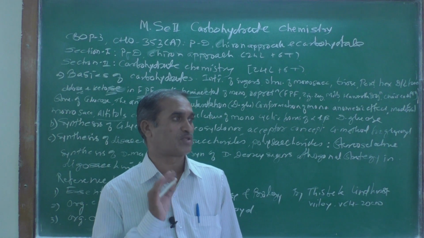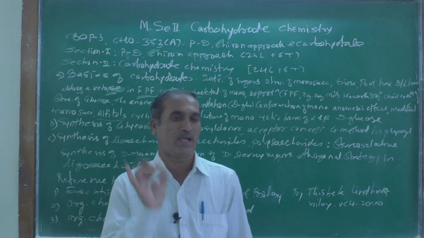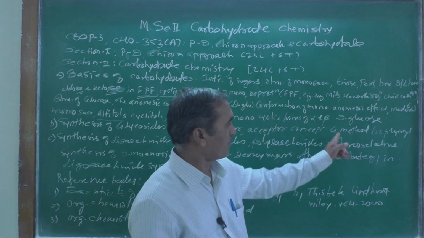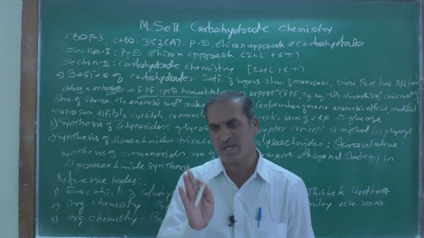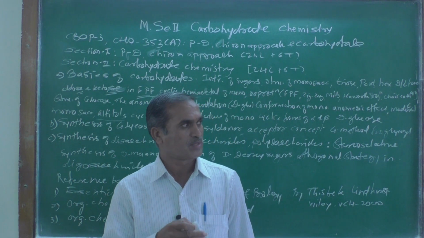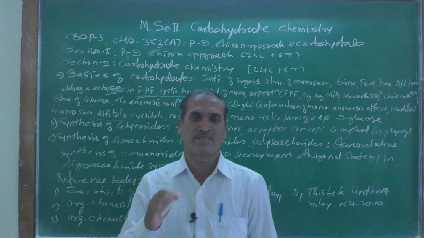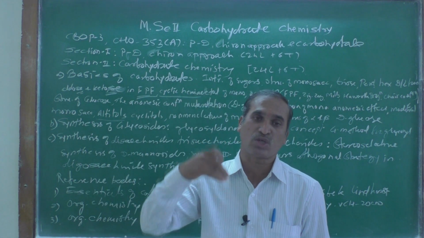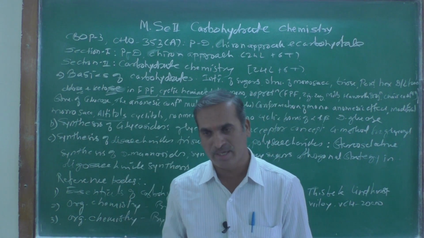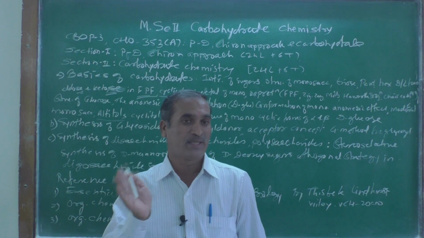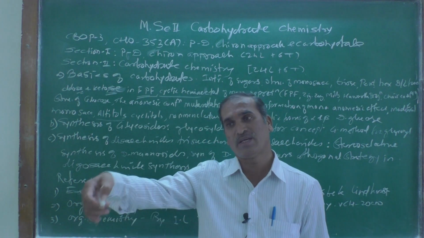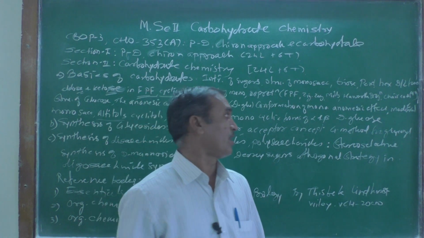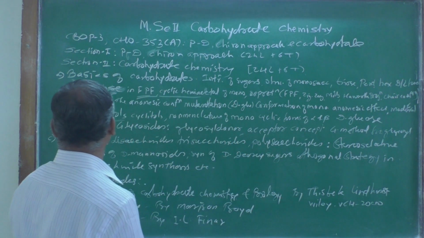So the Haworth projection formula is a better way to represent the chair conformation or the alpha beta type, depending upon the side. If that OH is below the plane, then we can refer to it as alpha D-glucose. If that hydroxy group is on the beta side, above the plane, that is known as beta D-glucose, or glucopyranose, and we have also seen the nomenclature system. So that type of thing we are going to learn there.